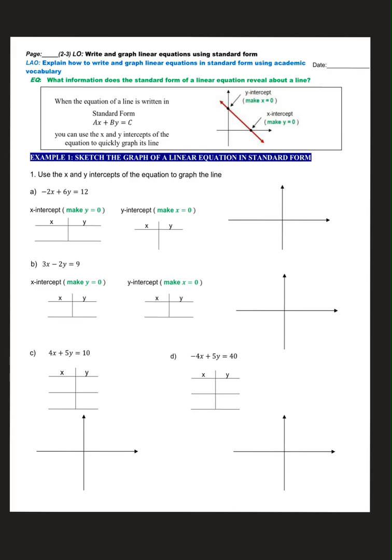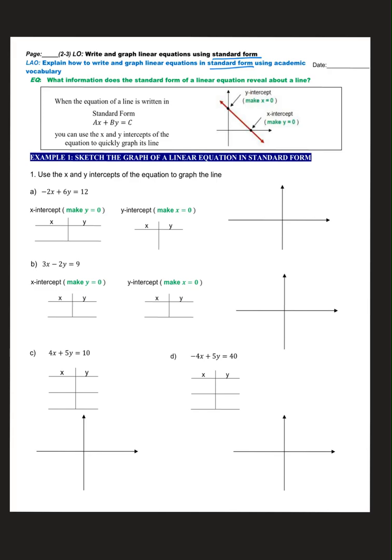Today we're going to talk about graphing linear equations using standard form. Our language acquisition objective is to explain how to write and graph linear equations in standard form using academic vocabulary. And our central question is, what information does the standard form of a linear equation reveal about a line?